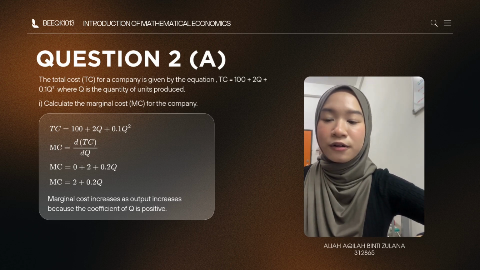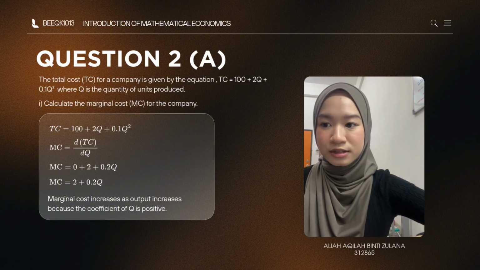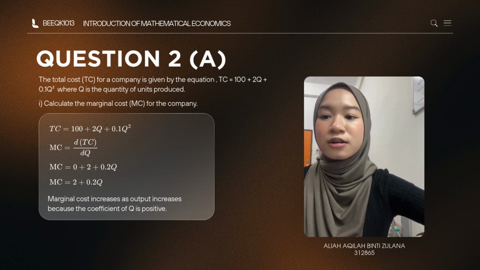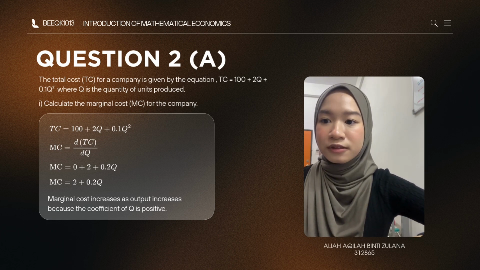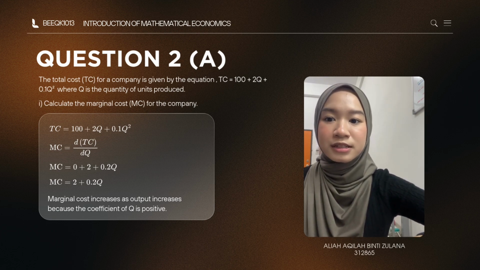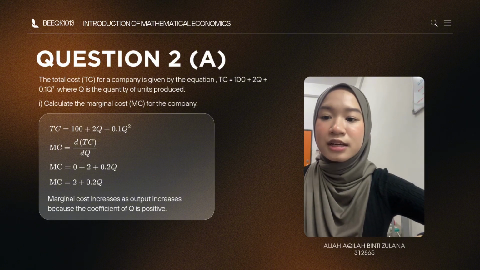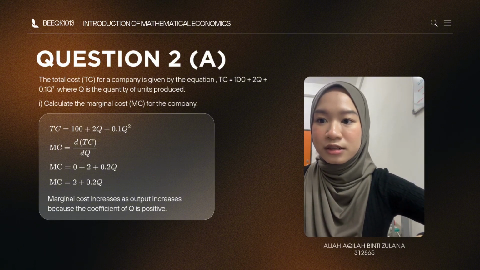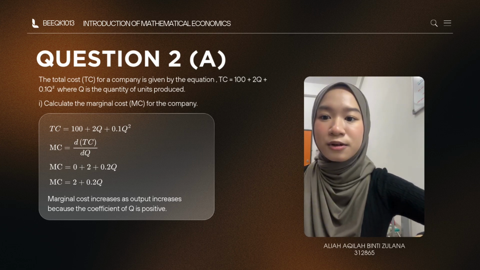Now, I will differentiate each term in the total cost function. The derivative of 100 is 0 because it is a constant. The derivative of 2Q is 2 and the derivative of 0.1Q squared is 0.2Q. After differentiating all the terms, we get the marginal cost function MC equals 2 plus 0.2Q. So the marginal cost of the company is 2 plus 0.2 times the quantity produced.